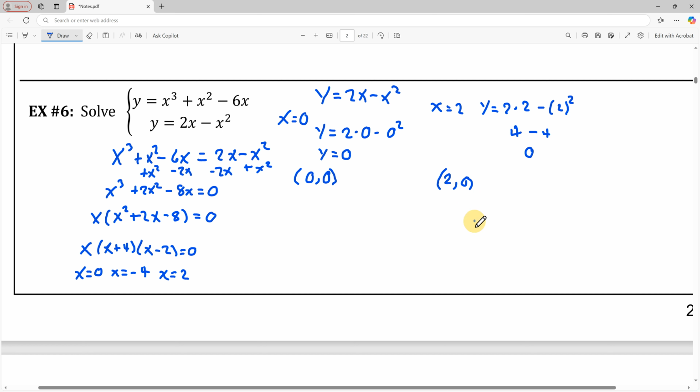Almost done. We need to do this one last time, but this time with negative 4. So I get y equals 2 times negative 4 minus negative 4 squared. 2 times negative 4 is negative 8. Minus negative 4 squared is minus 16. Negative 8 minus 16 is negative 24. I'm getting the final point of negative 4, comma, negative 24. And all three of these would be our solutions.